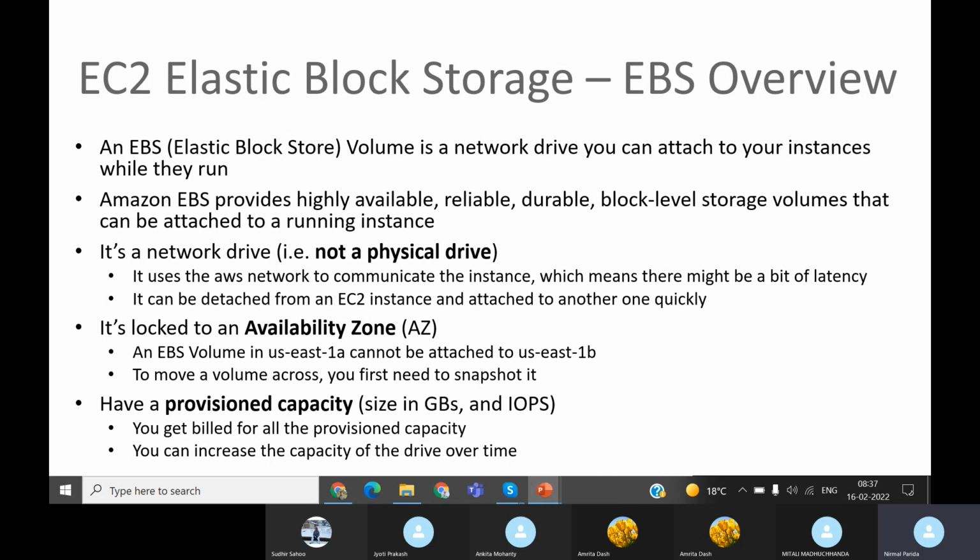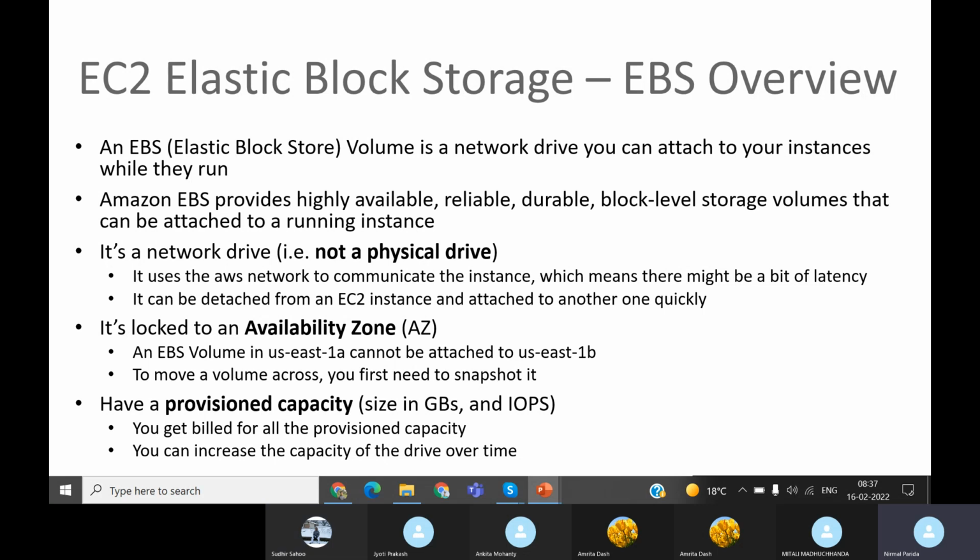What is Elastic Block Store? An EBS volume, Elastic Block Store volume, is a network drive you can attach to your instances while they're on. So suppose one instance is running and you need some extra storage or extra volume, you can also attach it while running your instance. Amazon EBS provides highly available, reliable, durable block level storage volumes that can be attached to a running instance. It is a network drive, not a physical drive. That means this is not a physical drive attached to your virtual machine. It is a network drive.